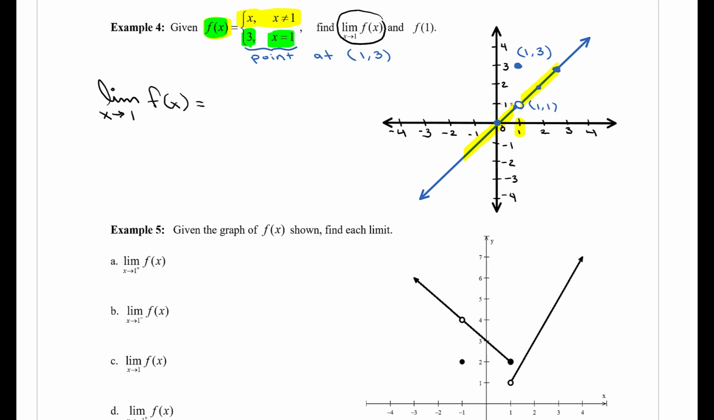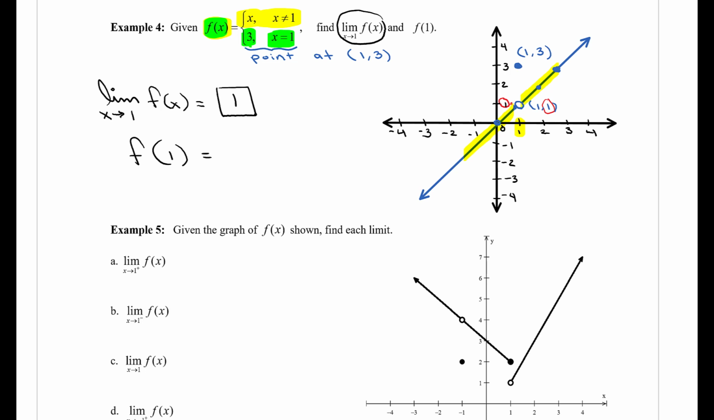It looks like I'm getting closer and closer to the y value of 1, and I've circled that y value of 1 on the y-axis and the y value of 1 on the ordered pair that I wrote next to the hole. So I've written the limit as x approaches 1 of f of x equals 1, and I've boxed in that 1.